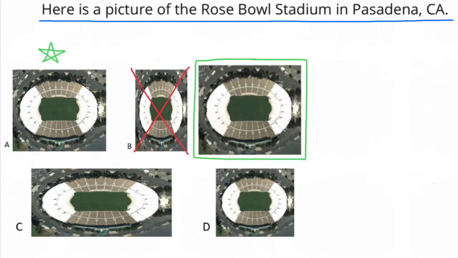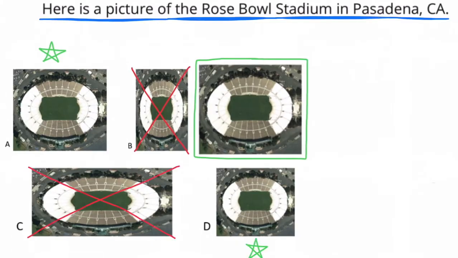The height of picture C seemed to have gotten a little bit shorter, but the width of picture C seemed to have gotten a lot wider. Picture C does not look like a scaled copy of the original. When you look at picture D, its height looks like it got about the same percentage shorter as its width did. Picture D appears to be a scaled copy of the original.